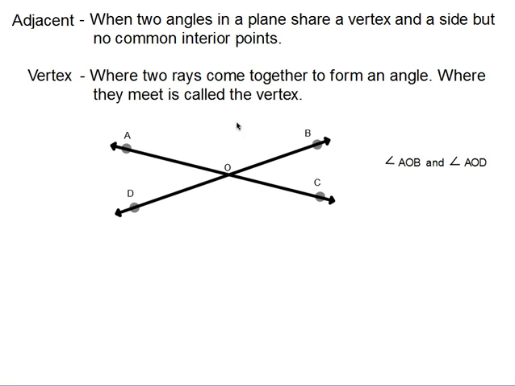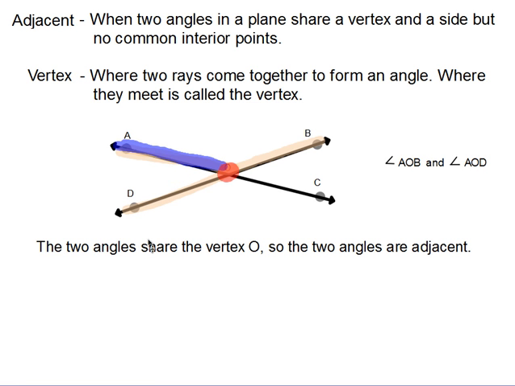So in this case, angles AOB and AOD are adjacent angles. The way those are adjacent is because they share a common side. So they both have this side and they have a common vertex. So that's why these two angles are adjacent. Okay. So they have to have a common side and a common vertex. That's basically what all those fancy words mean up there. So the two angles share the vertex O, so the two angles are adjacent.